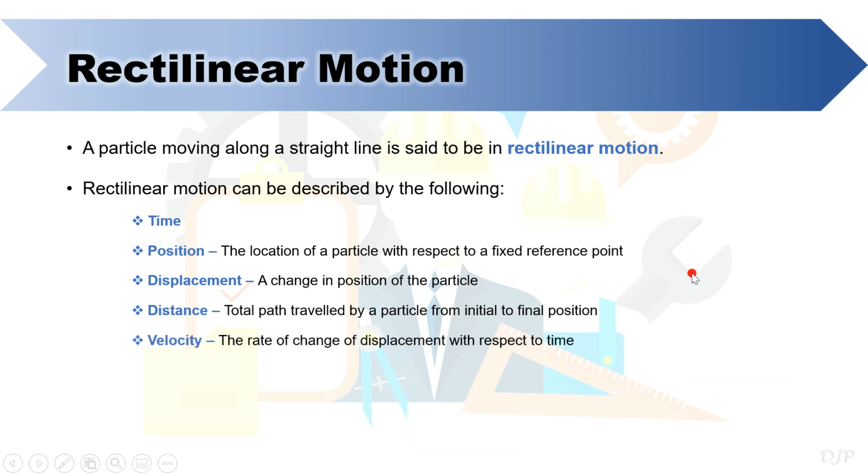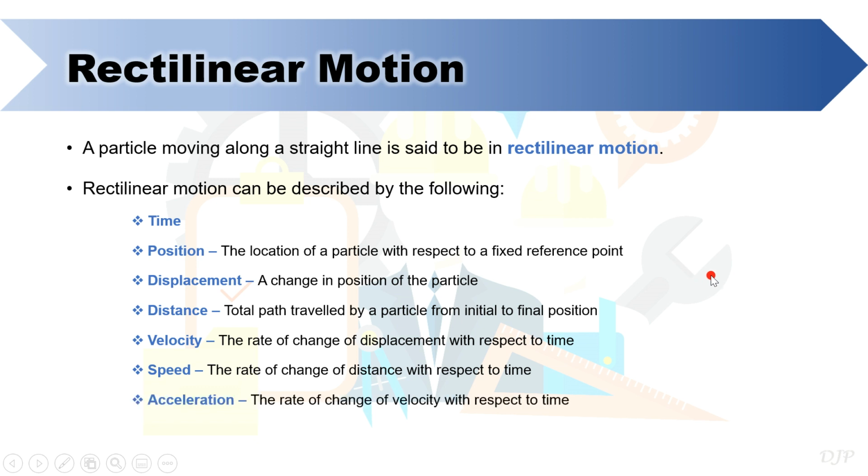Next, we have velocity, a vector quantity which is simply displacement over time. Also, we have speed, a scalar quantity and is simply distance over time. Lastly, we have acceleration, a vector quantity which is the rate of change of velocity with respect to time. The formulas and concepts behind speed, velocity, and acceleration will be discussed on the next part of this lecture.